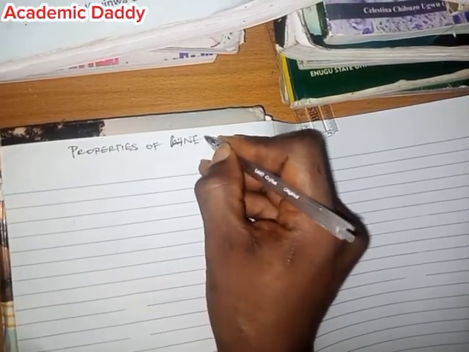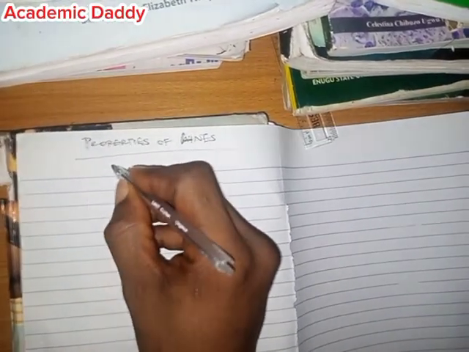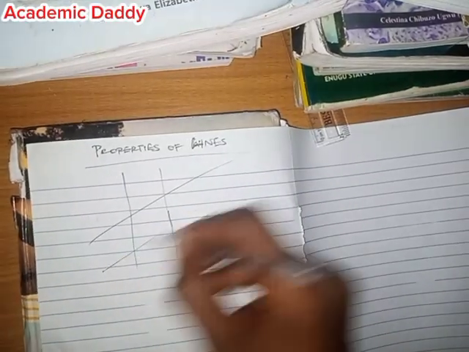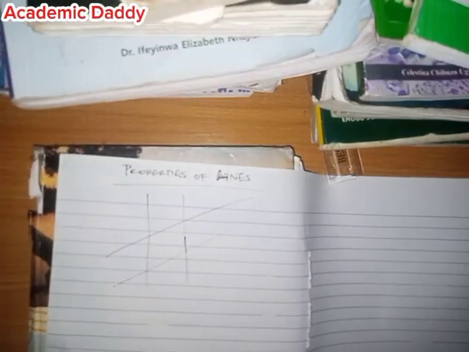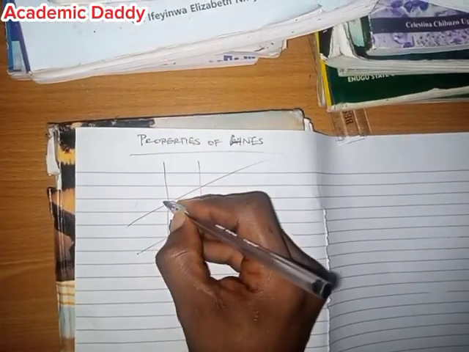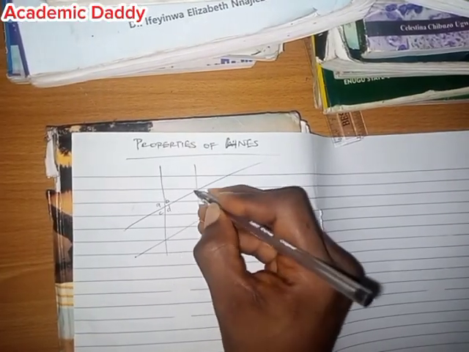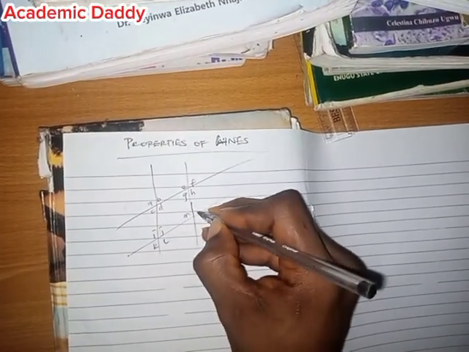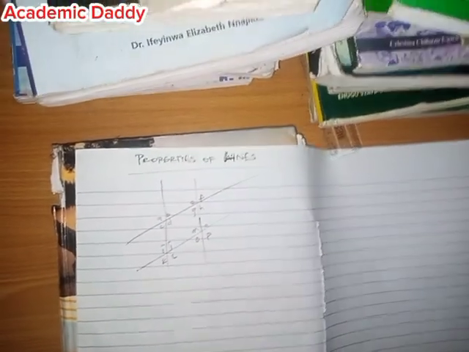The properties of lines. So we can say transverse line, parallel line, or whatever. So if I have, for example, something like this to be a line, and I have a transverse line cutting through it, let's say I call these A, B, C, D, E, F, G, H, I, J, K, L, M, N, O, P. So now that you have this, you need to know the properties of lines.